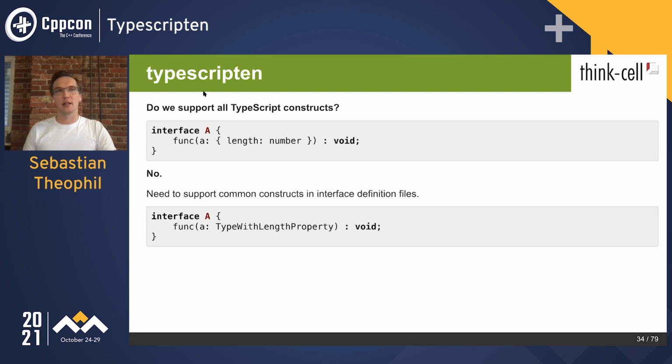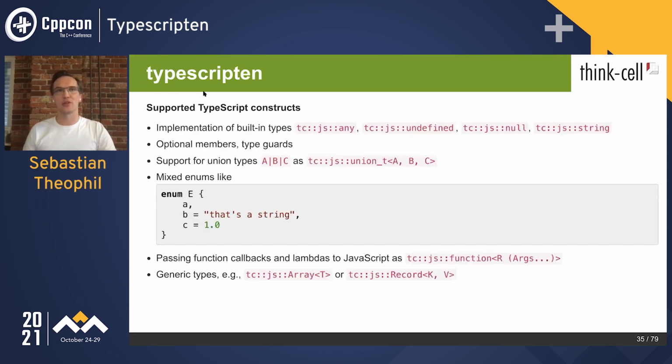So that being said, there are a large number of TypeScript constructs that our tool already supports. Of course, we support all the built-in types. We support any, undefined, null, string. We support types with optional members. We support type guards, which are a TypeScript feature. They are a mixture of a type check and a built-in cast. We support TypeScript union types. We support mixed enumerations. We support passing C++ functions or C++ lambdas as callbacks to JavaScript. And we also support generic types in TypeScript.